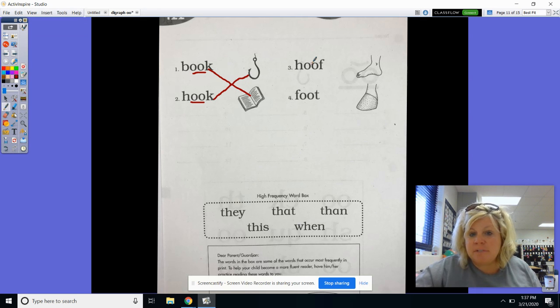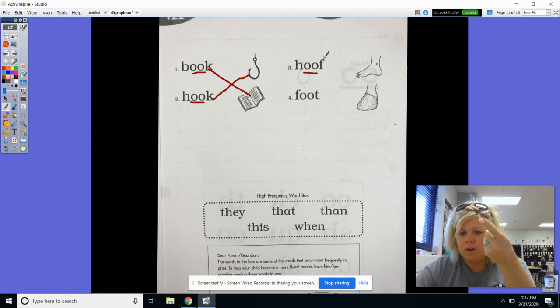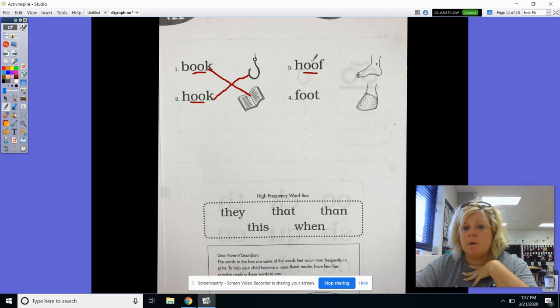Now let's look at this word. Do we see any vowels that are part of a digraph? Yes, we do. O and O. How do you code it? You underline it. Do we see any other things in our word that we need to code? No, we do not. This word is hoof. Hoof. How many sounds do we hear? Hoof. 3 sounds, but 4 letters.